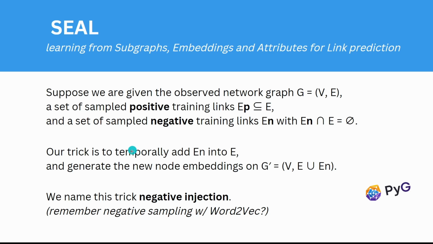Now, the trick is simply to temporarily add some negative links, some negative edges into the set of all the other edges. So we increase suddenly the set of our edges in the graph, including some negative training links that do not exist. But remember, when we did some Word2Vec, we had the negative sampling, and more or less we do exactly what we do in natural language processing, we do now here for graph neural networks. And we generate some new node embeddings for the graph G prime, and we have here the set of vertices, but now we have the set of edges combined with the set of negative training links. So this is all there is to know about SEAL.